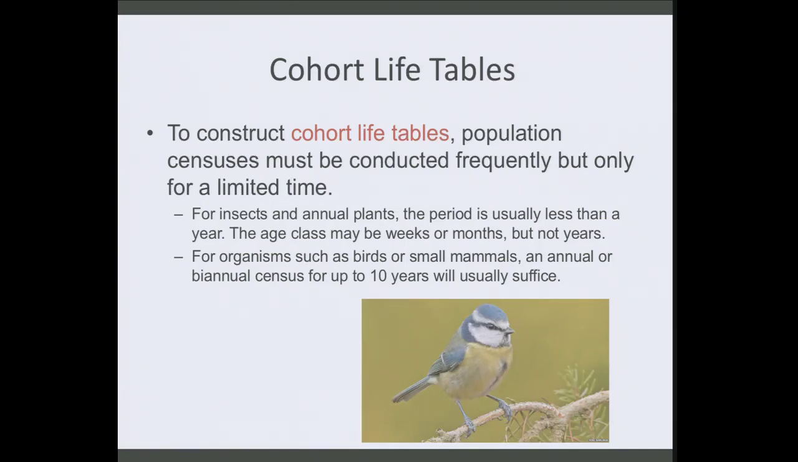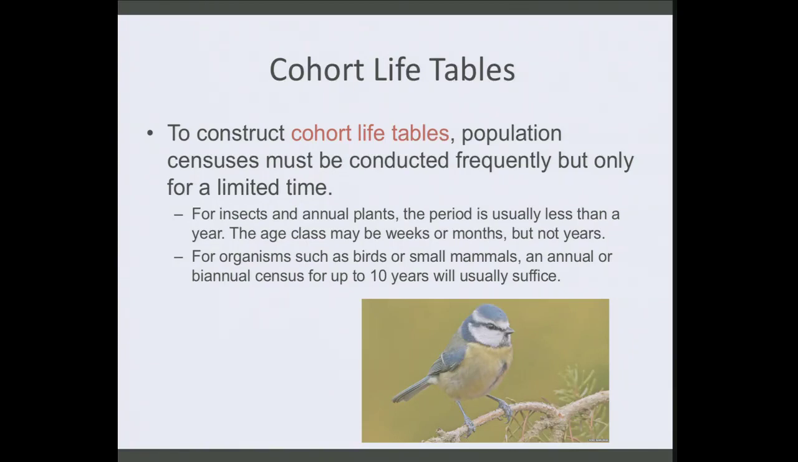So for things like insects and annual plants, where they don't live for very long, you might only do the cohort censuses for a year. You might do them every month or every week. For larger organisms or longer lived organisms like birds and mammals, you might do an annual or biannual census, and you might do it for 10 years or even more.